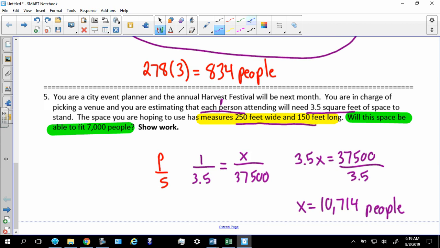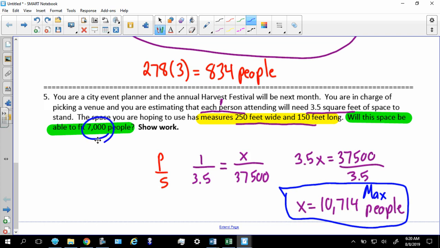Now, this is where a lot of people just kind of screw up a little bit. This space right here can fit 10,000 people. So 10,714 would be the max. You only need to fit 7,000 people. So the question is, can 7,000 people fit in a space that has a max of 10,714? The answer is yes. Yes, it can.